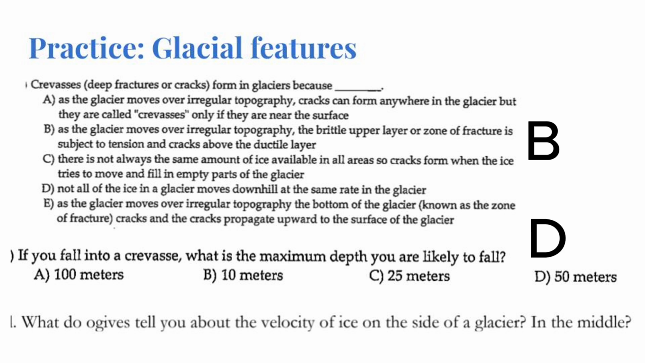What do ogives tell you about the velocity of ice on the side of a glacier and in the middle? We know that the resulting train of ogives extending down a glacier can be used to estimate the ice velocity by measuring the peak-to-peak separation between adjacent waves. So the question is looking for an answer of basically, in the center the ogive is curved downwards, so there's faster velocity, compared to the sides, which have slower velocity compared to the middle.